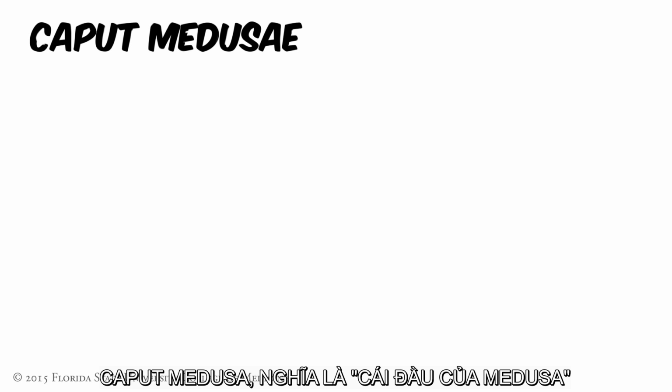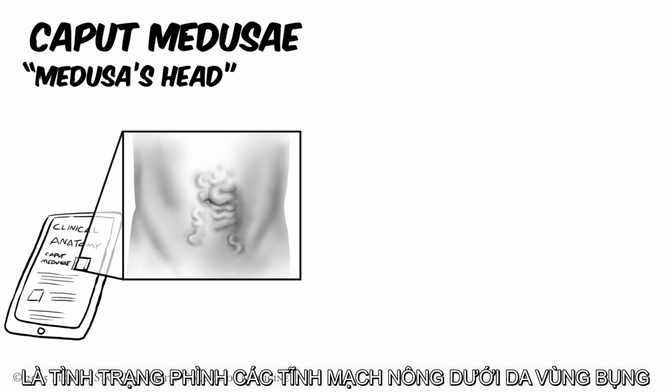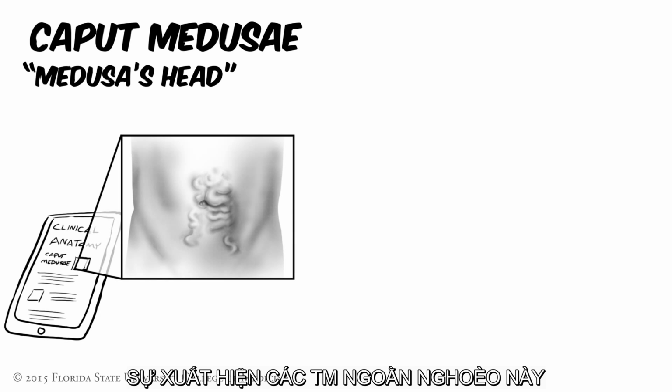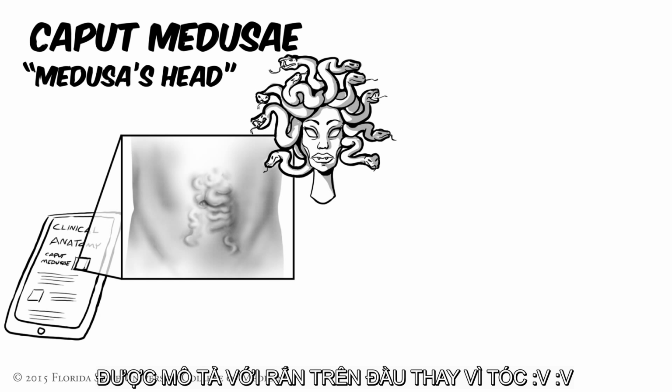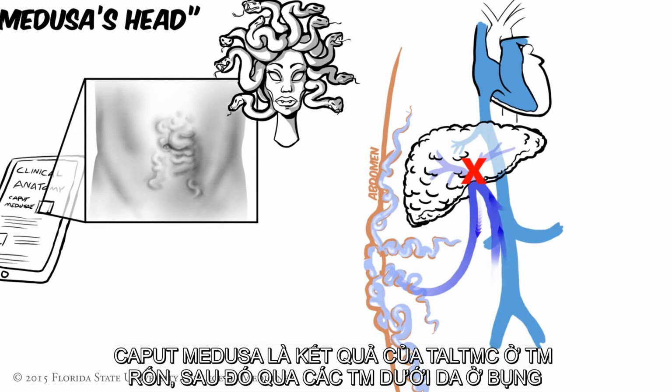Caput medusa, or in English Medusa's head, refers to swollen subcutaneous veins on the surface of the abdomen that radiate out from the umbilicus. The appearance of these swollen, tortuous veins reminded early clinicians of images of the mythological Greek goddess Medusa, who is depicted as having snakes in place of hair. Caput medusa results from portal venous hypertension in the umbilical vein that spreads into subcutaneous systemic veins on the abdomen.